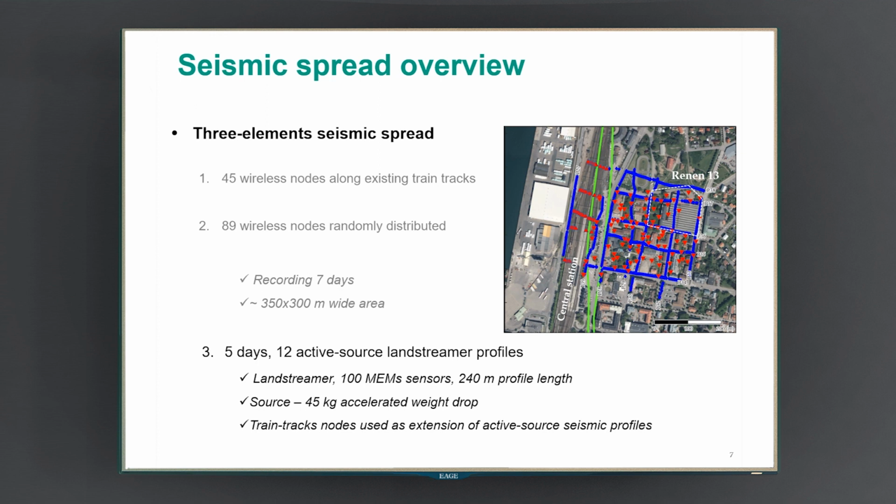At that time, the landstreamer was 240 meters long with 100 MEMS sensors. And as the source, we used a 45 kilo accelerated weight drop. The wireless units on the train tracks were used as an extension of the active source seismic profiles.